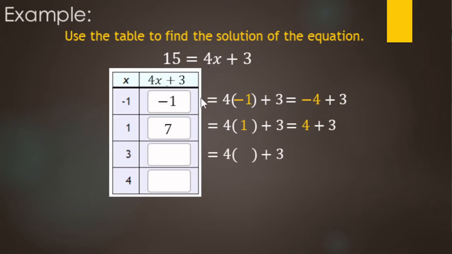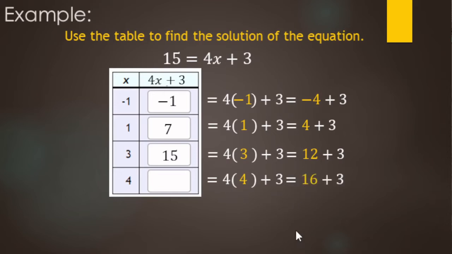Next up, we're going to use 3 for the x. We're just going to replace the x there with a 3, so now we have order of operations, 4 times 3 makes 12. Plus 3 makes 15, and then 4 goes in for x. Instead of the 3, there's a 4. 4 times 4, 16. Using order of operations, 16 plus 3 is 19.